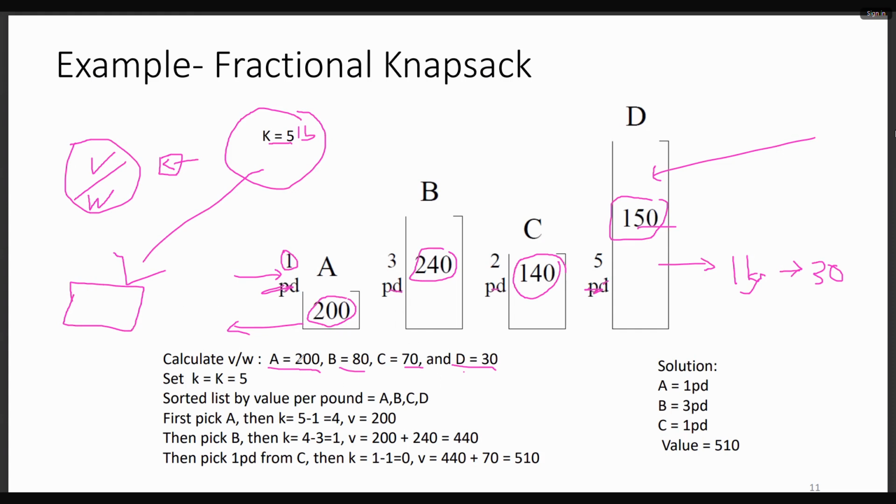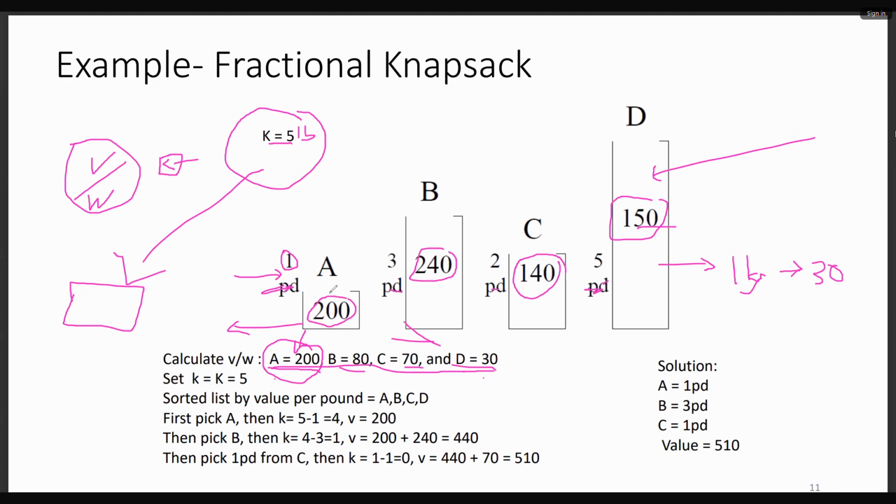So here's what we are going to do. We calculate V over W, then sort it in descending order, the largest one first, right? Here that's the case. A is the largest, D is the smallest. Now we take the most valuable item, where valuable means the density of value. So 1 unit of A is the most valuable.